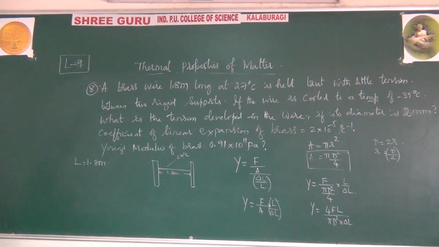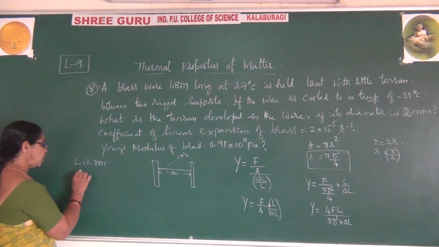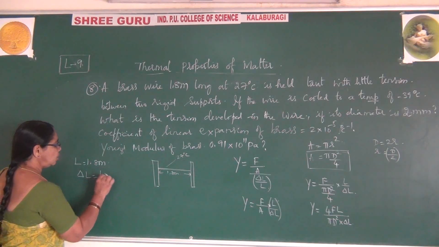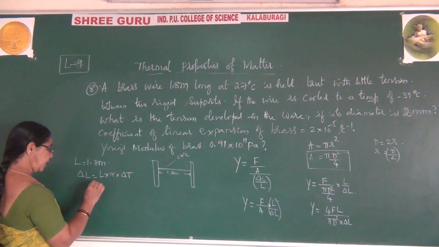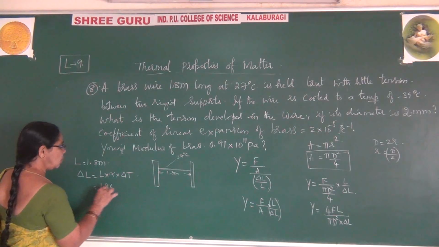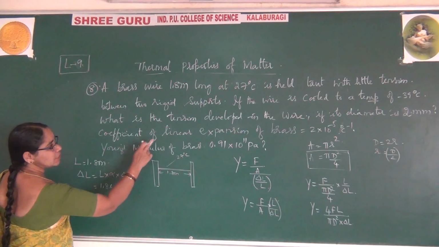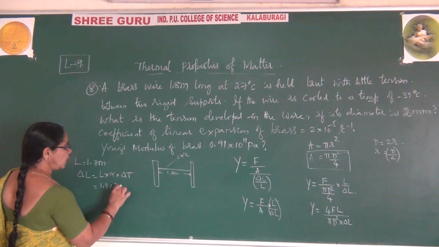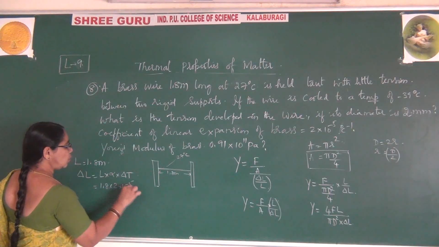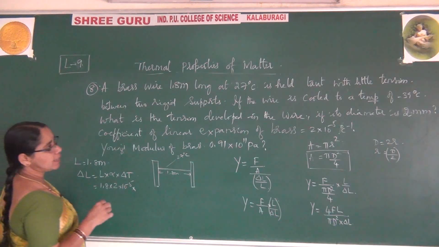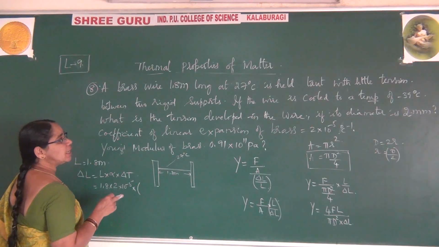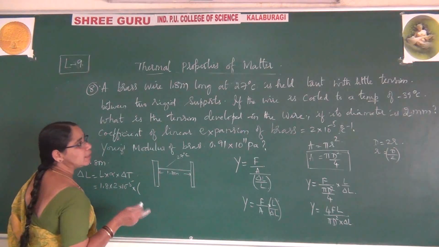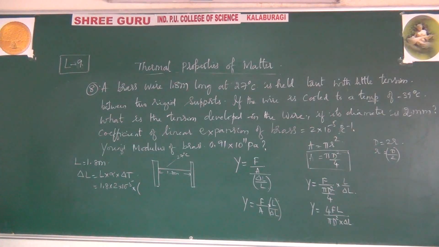How to calculate this delta L? Delta L equals L into alpha into delta T. So to calculate L into alpha into delta T: what is this L? L is 1.8 meter. What is alpha? Alpha is known as 2 into 10 raised to minus 5. What is delta T? Delta T is the temperature change. The original temperature is 27 and the new temperature is minus 39.